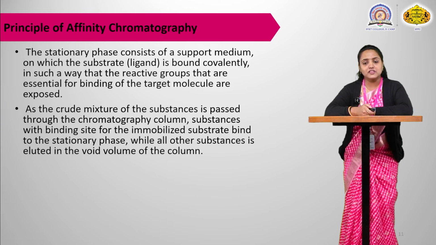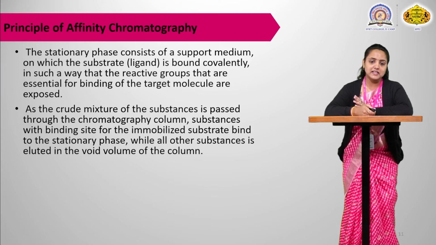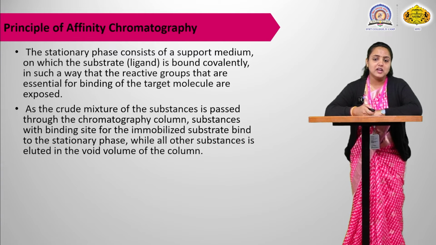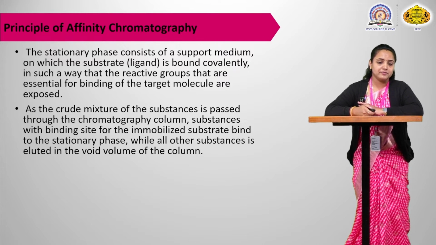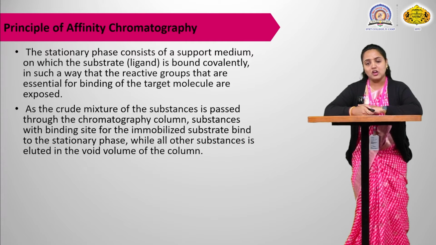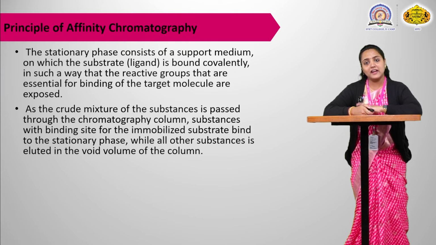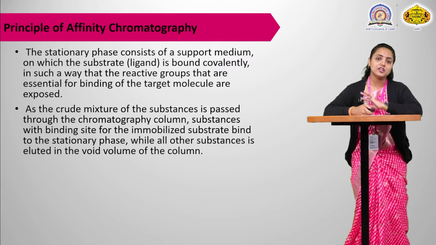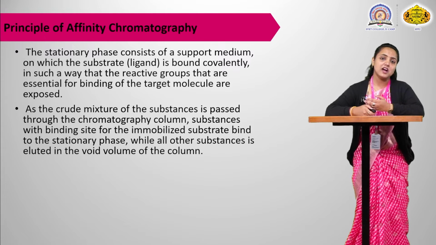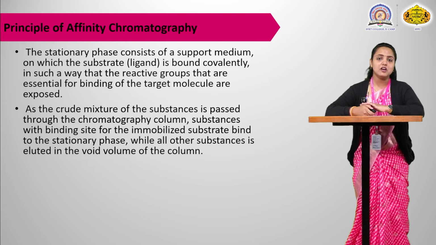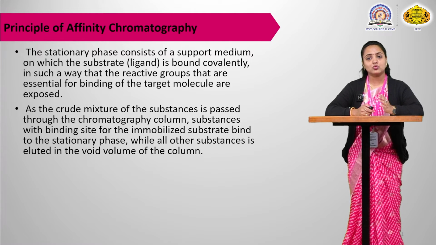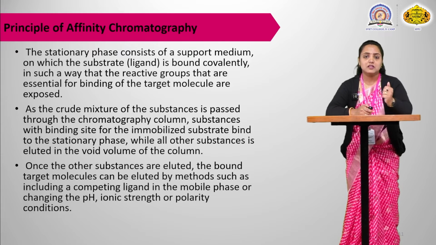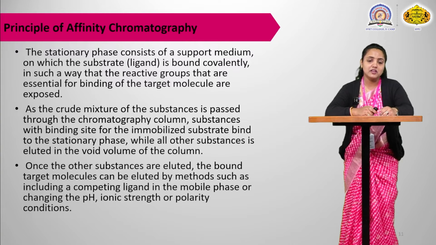As the crude mixture of the substance is passed through the column chromatography, substances with the binding site from the immobilized substrate bind to the stationary phase, while the other substances are eluted from the column. To take off the binding to the ligand, we change the ionic strength or use a buffer, so that the detachment of the enzyme from the ligand happens, and you can purify the protein or enzymes of your interest.